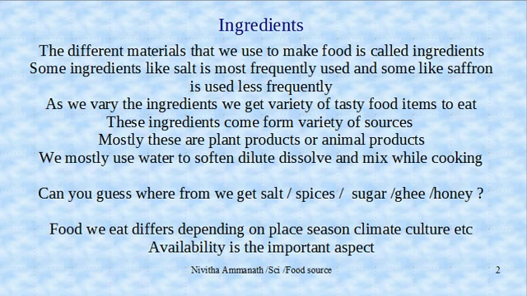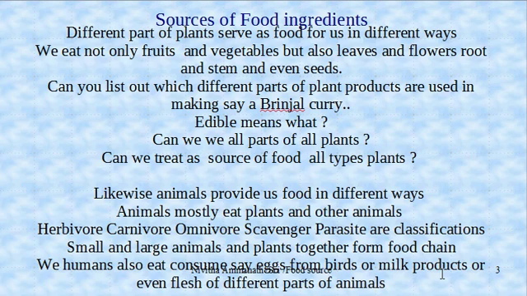Sometimes our local farmer is able to cook, prepare these foods for us in their farm. So if the food is available, not everywhere we get rice, not everywhere we get wheat. Sugarcane is not cultivated in every season or every place or every country. So depending upon the culture, place, season, we get different foods.